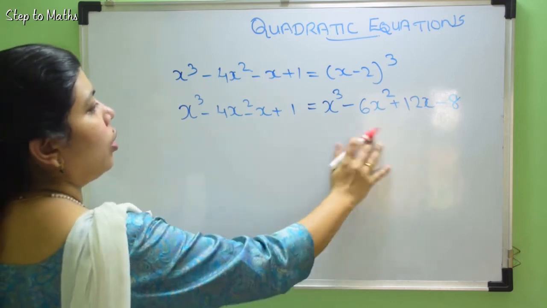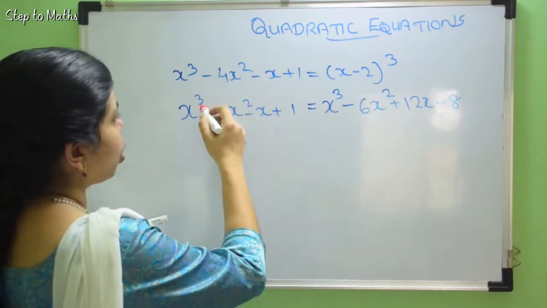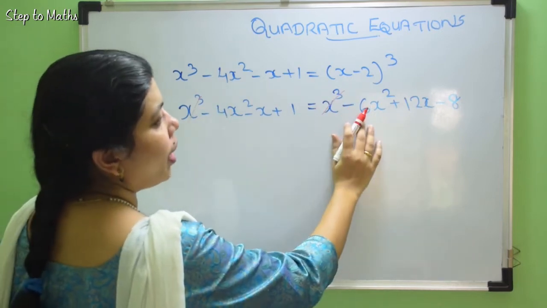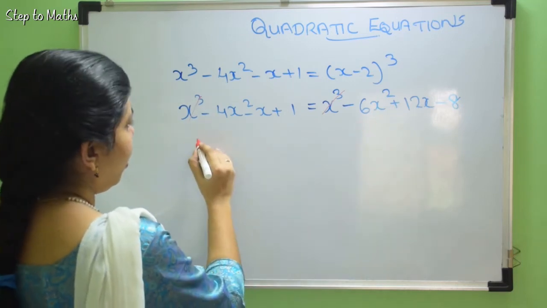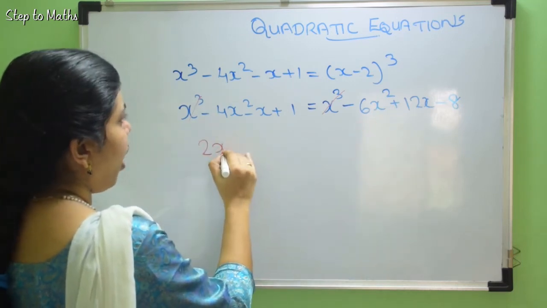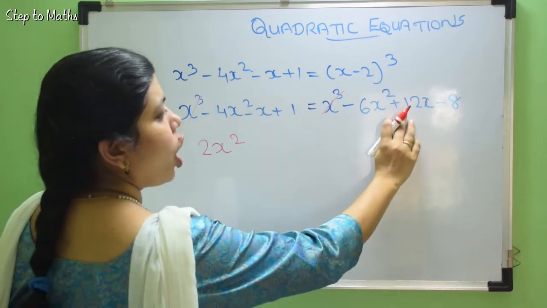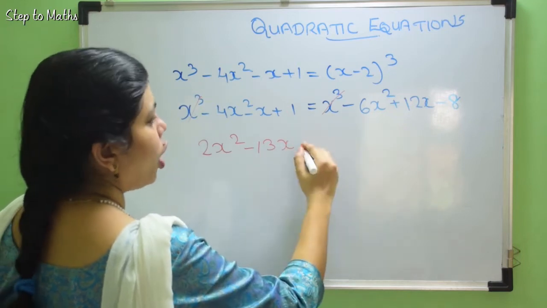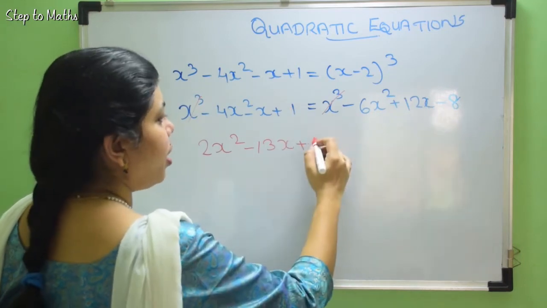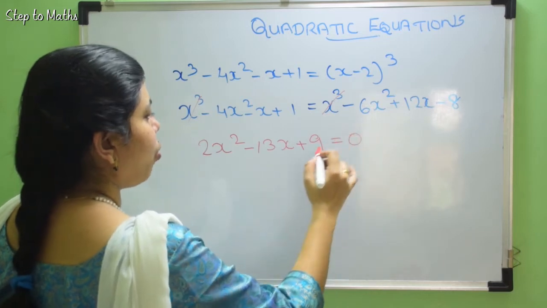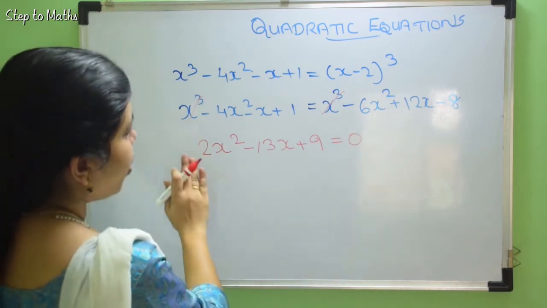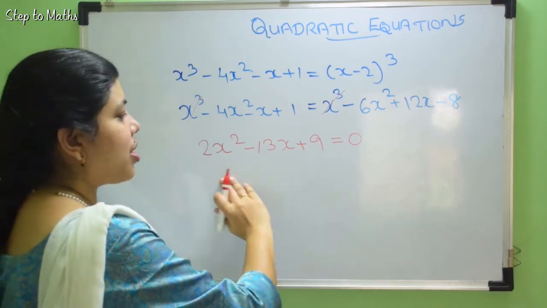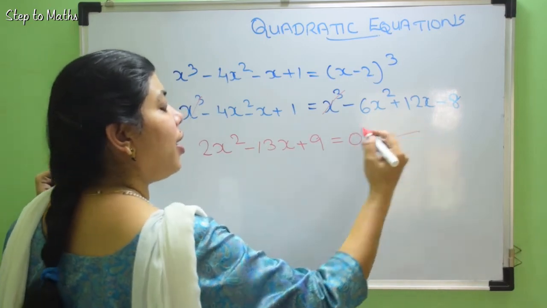Now simplify the equation. The x cube terms cancel. Then minus 4x square minus 6x square becomes 2x square, then minus x minus 12x is minus 13x, plus 1 minus 8 is plus 9, equal to 0. Now the given equation becomes 2x square minus 13x plus 9 equal to 0. It's clear it is a quadratic equation.